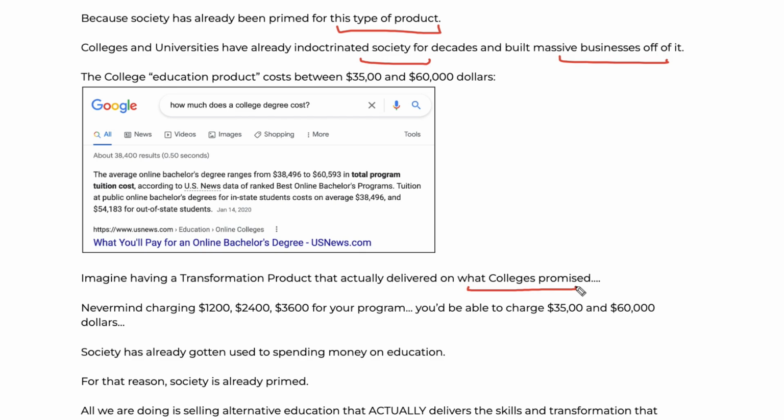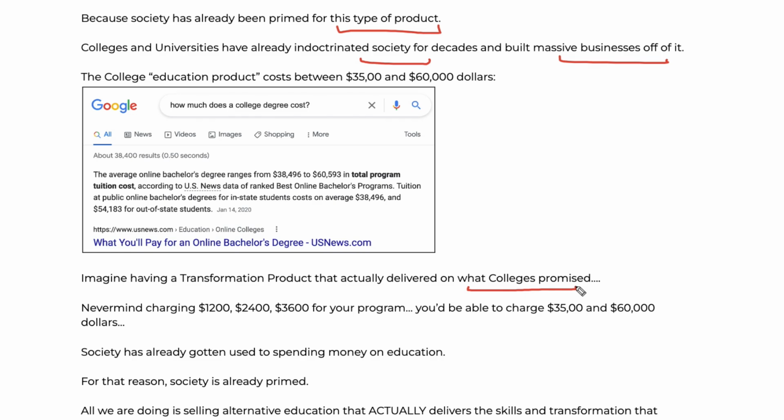Never mind charging $1,200, $2,400, $3,600 for your program. Forget about that. If you were actually able to deliver the promise that colleges were supposedly providing, you'd be able to charge $35,000, $60,000 for your education product. And so let that sit in for you for a second, okay?